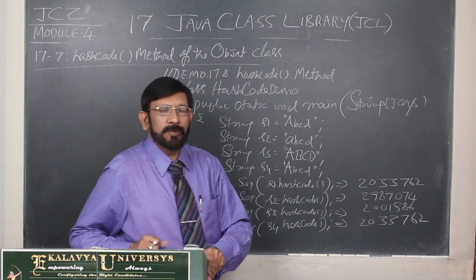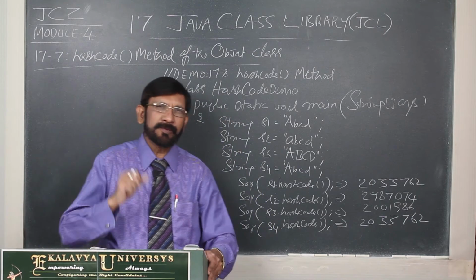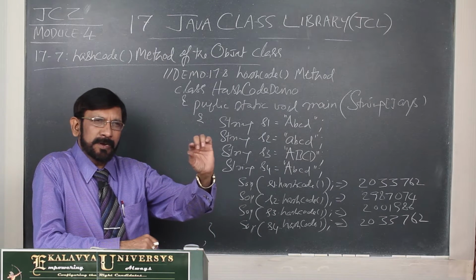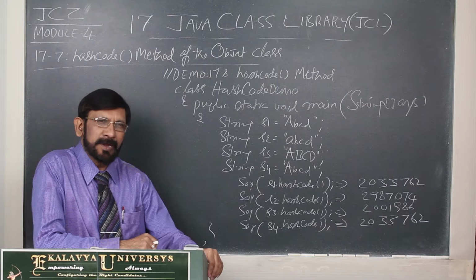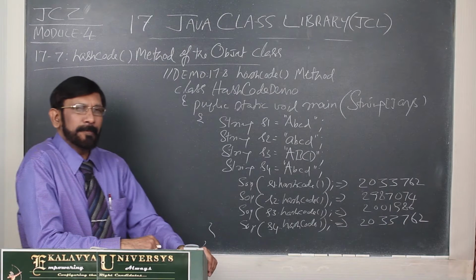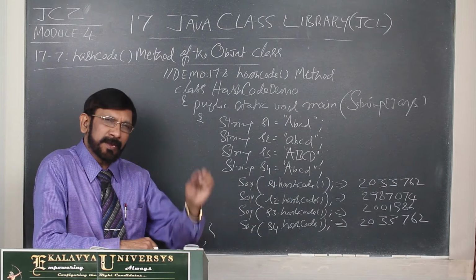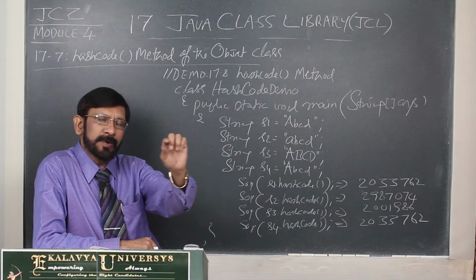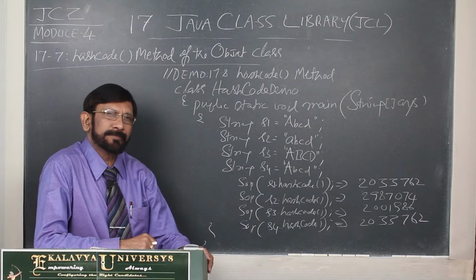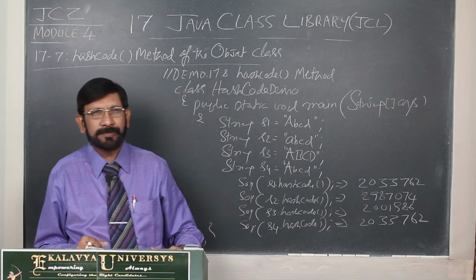What is hashCode? Whenever we create a Java object, any type of object, one unique number is given to that object. By using hashCode, we can print that unique number. For every object, one unique number is given, and using hashCode, we can print it. What is the use of hashCode? You may get it out.